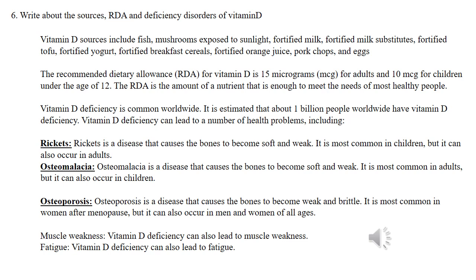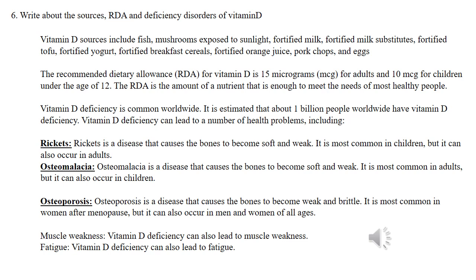The recommended dietary allowance, RDA, for vitamin D is 15 micrograms for adults and 10 micrograms for children under the age of 12. The RDA is the amount of a nutrient that is enough to meet the needs of most healthy people. Vitamin D deficiency is common worldwide. It is estimated that about 1 billion people worldwide have vitamin D deficiency.